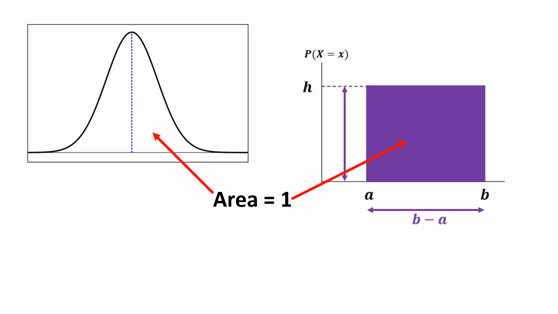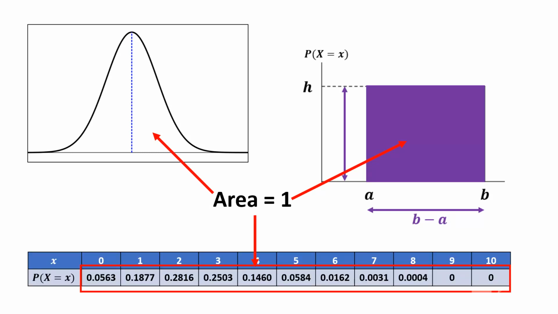So the area inside a rectangular distribution is 1, just like the area underneath a normal distribution curve adds up to 1. And it's the same principle as the probabilities inside a distribution table. Area and probabilities represent the same thing in probability.